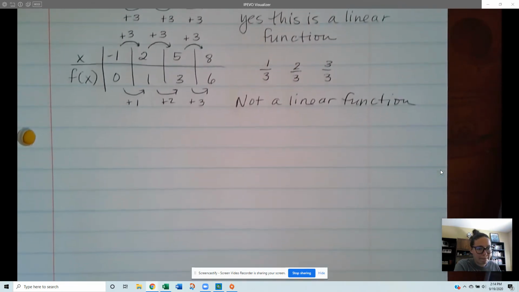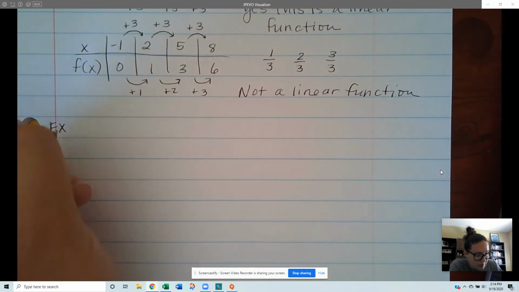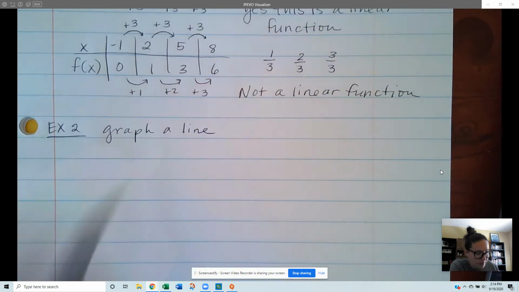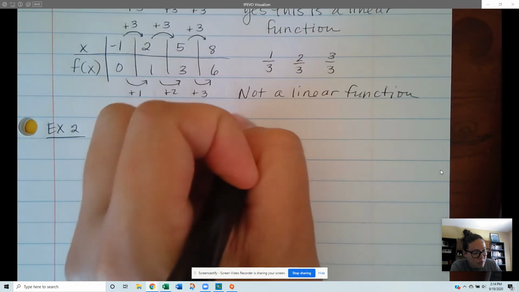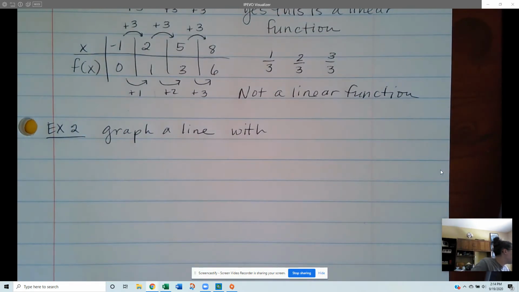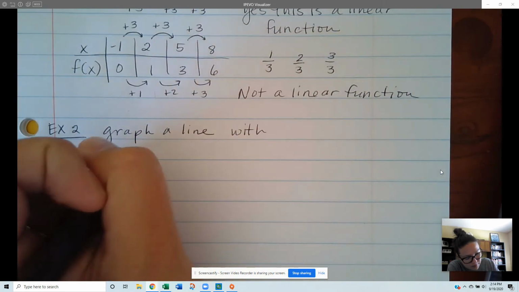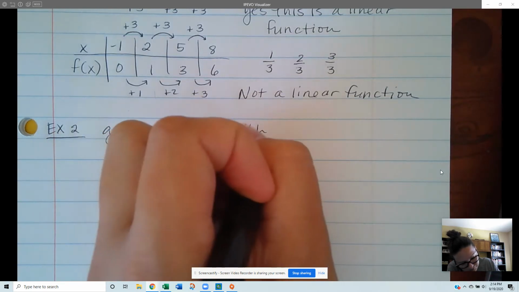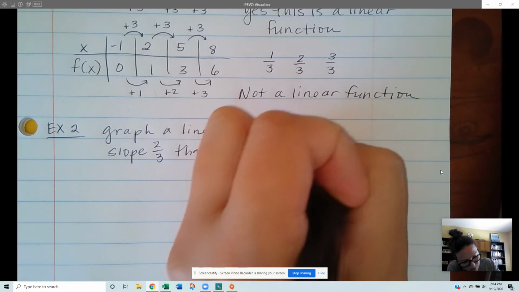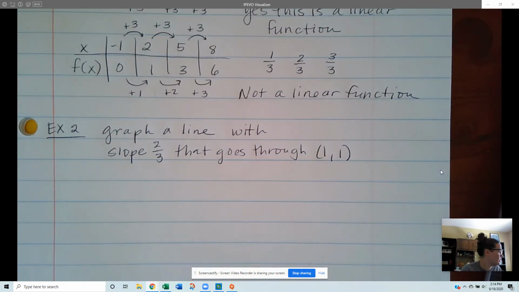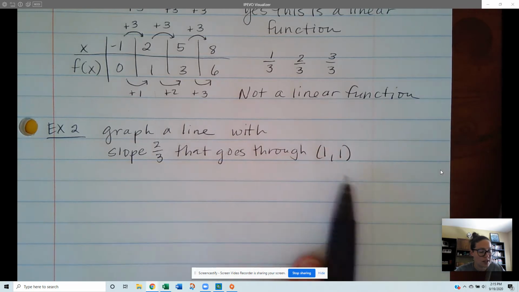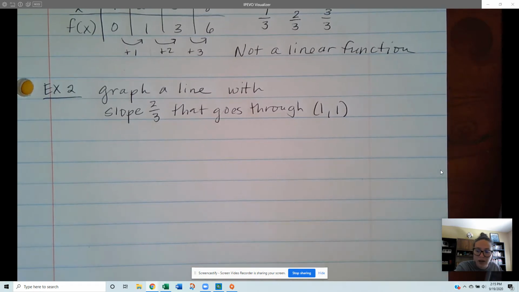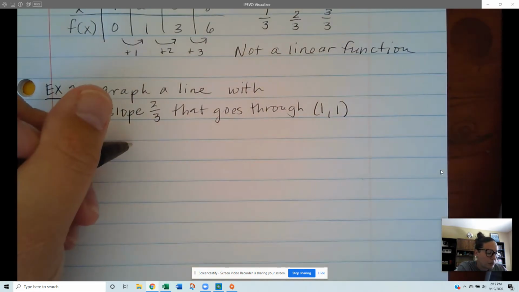All right. Let's try some graphing. Graph a line with slope of 2/3 that goes through the point 1, 1. Graph a line with slope of 2/3 that goes through 1, 1. Now, this isn't in slope-intercept form, but that's okay. We can still graph it, and we're going to do that.